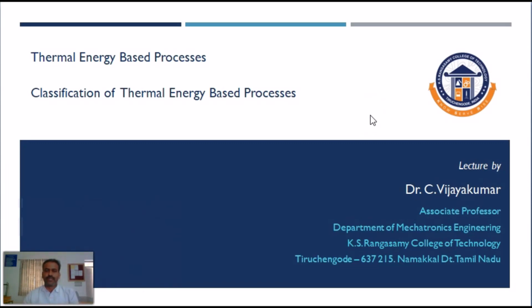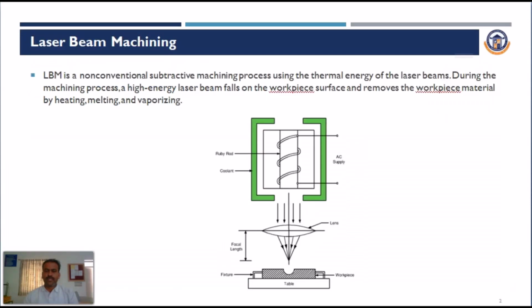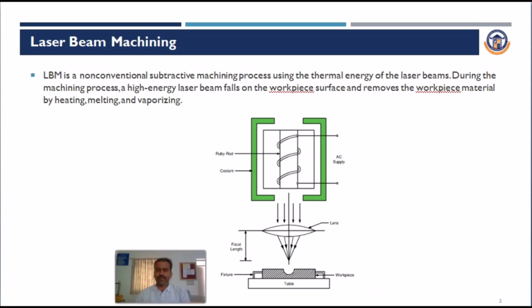Today we discuss the chapter on thermal energy based non-conventional machining processes. Under this chapter we have different types of topics. The first topic we discuss is the classification of thermal energy based processes. Under this classification, the first one is the laser beam machining process.